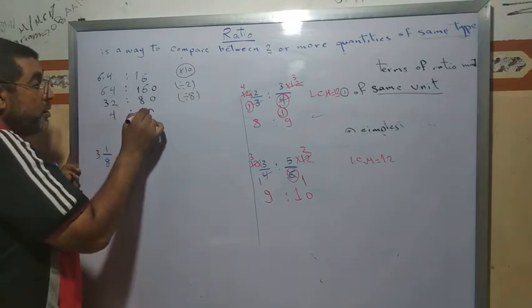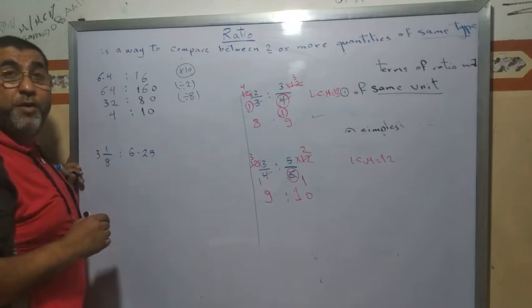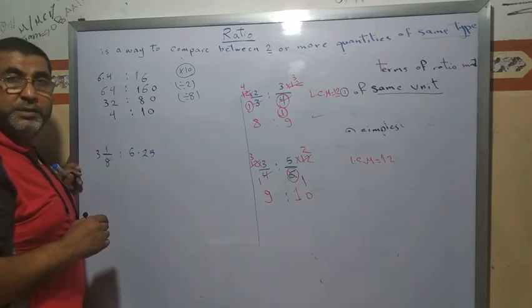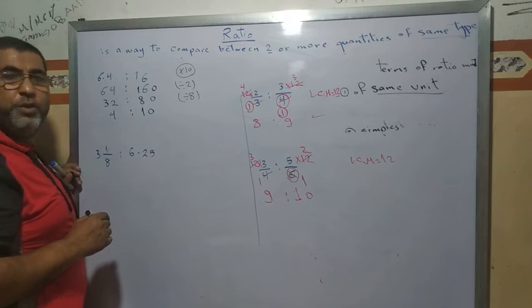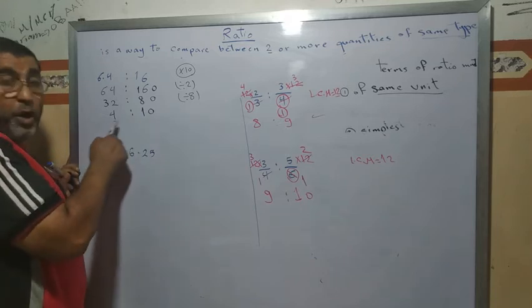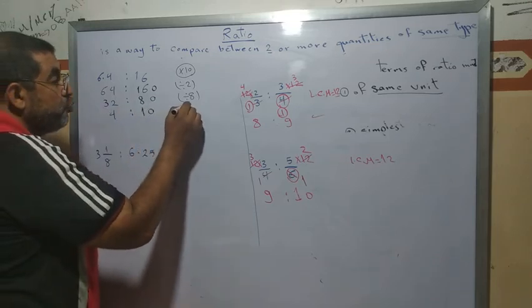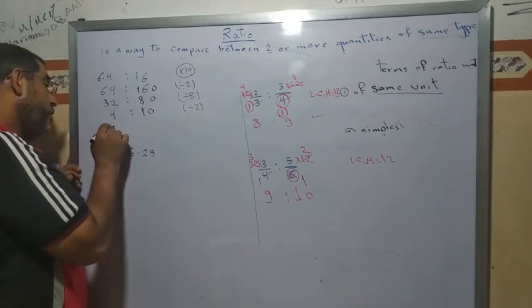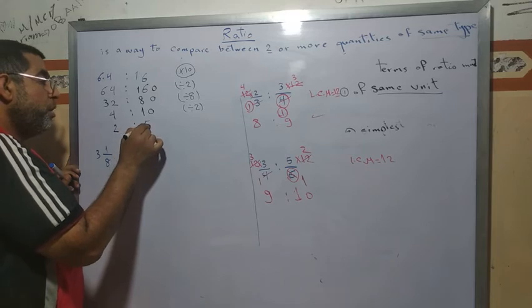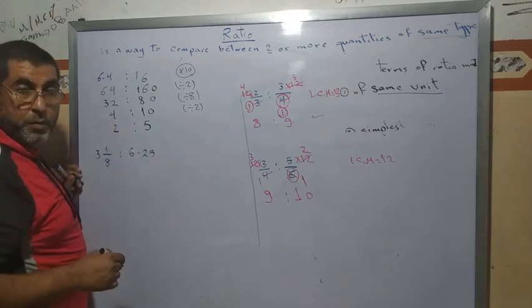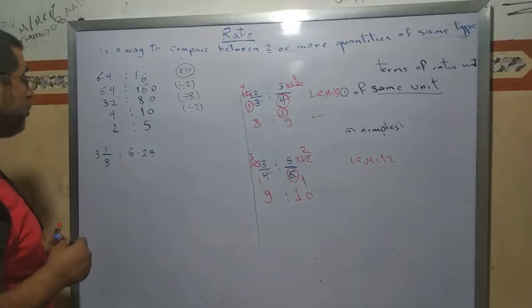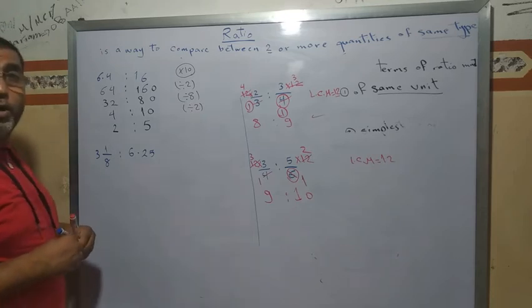80 divided by 8 equals 10. Are there any common factors between 4 and 10? Yes, both are divisible by 2. They are both in the table of 2, so I will divide by 2 again. 4 divided by 2 equals 2. 10 divided by 2 equals 5. Are there any common factors between them? No.